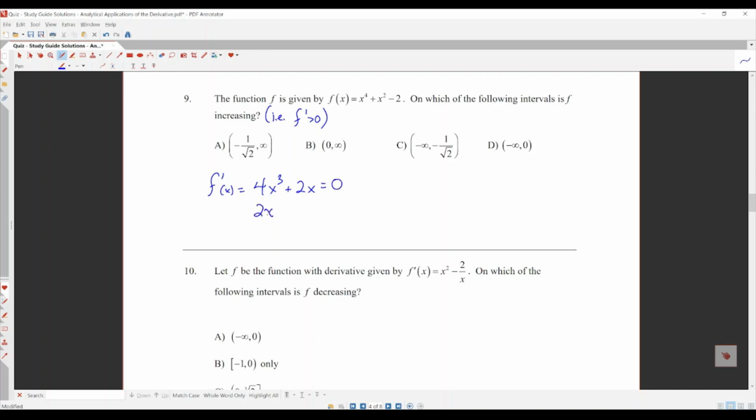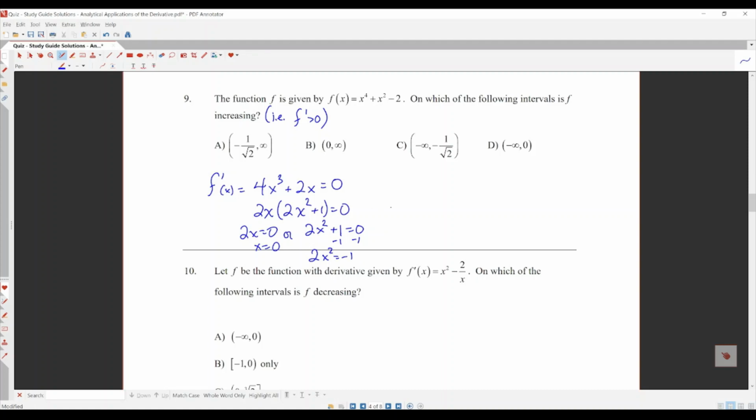We're going to take out a common factor of 2x. That leaves me 2x squared plus 1 is 0. And so this is going to be 0 when either 2x is 0, which happens when x is 0, or when 2x squared plus 1 is 0. And so we solve this. I subtract 1. I get 2x squared is equal to negative 1.